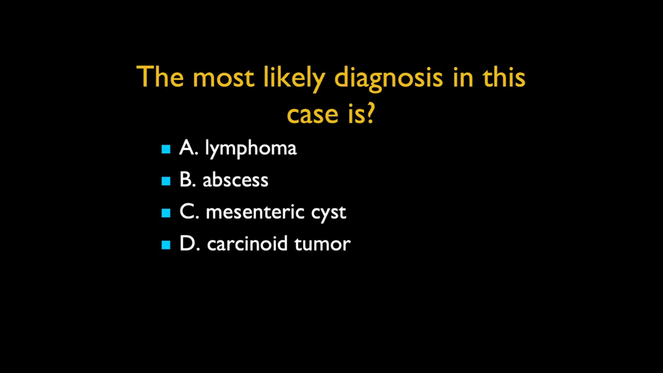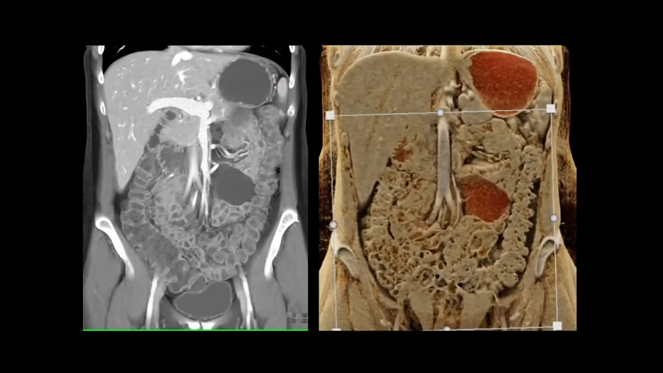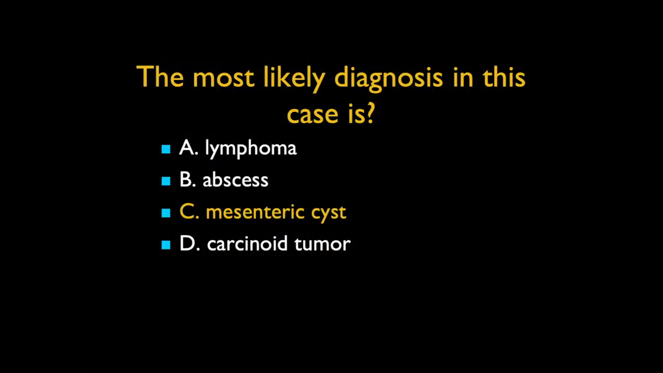The most likely diagnosis in this case is, when you look at the coronals and then the cinematic rendering, there's a cystic lesion to the left of midline. It displaces bowel. Lymphoma is not cystic. An abscess can be cystic, but usually this is so well defined. This is water density. This is cystic. Carcinoids are in the mesentery. They enhance, they calcify. You have a desmoplastic reaction. Water density, well defined, it's a cyst, and the best diagnosis in this case is a mesenteric cyst.